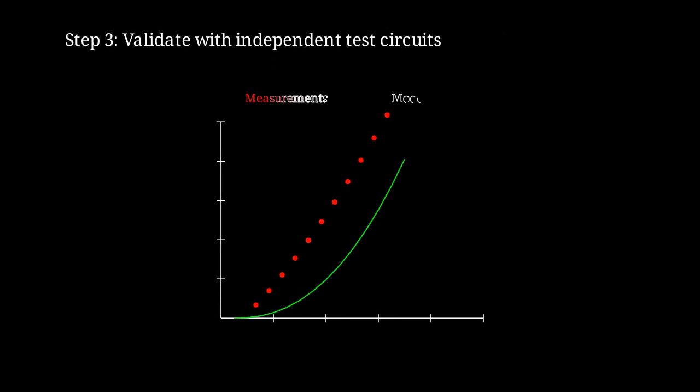Here's what a good fit looks like. The red dots are measurements. The green curve is the model. When the model accurately captures the device physics, the fit is excellent across the entire operating range.